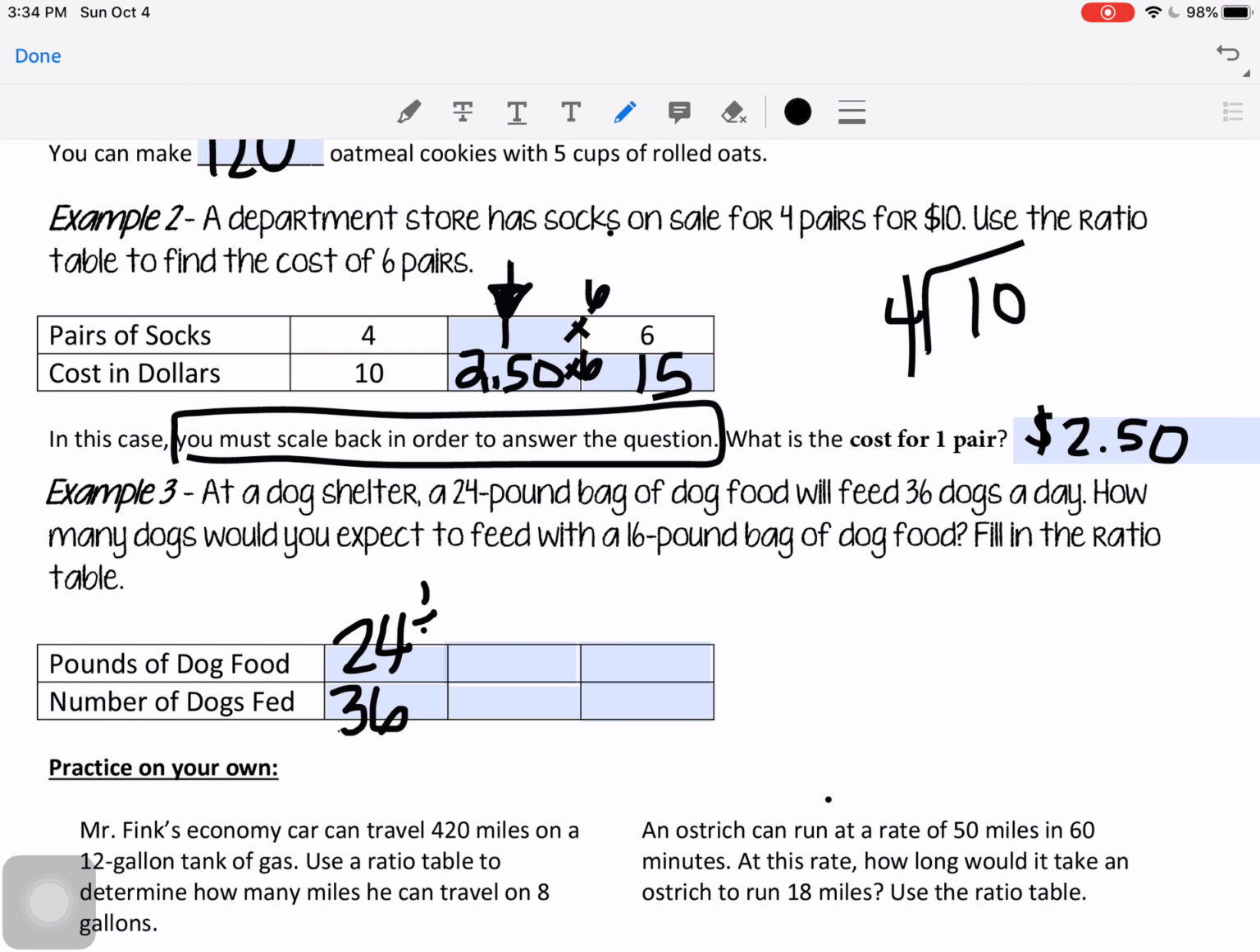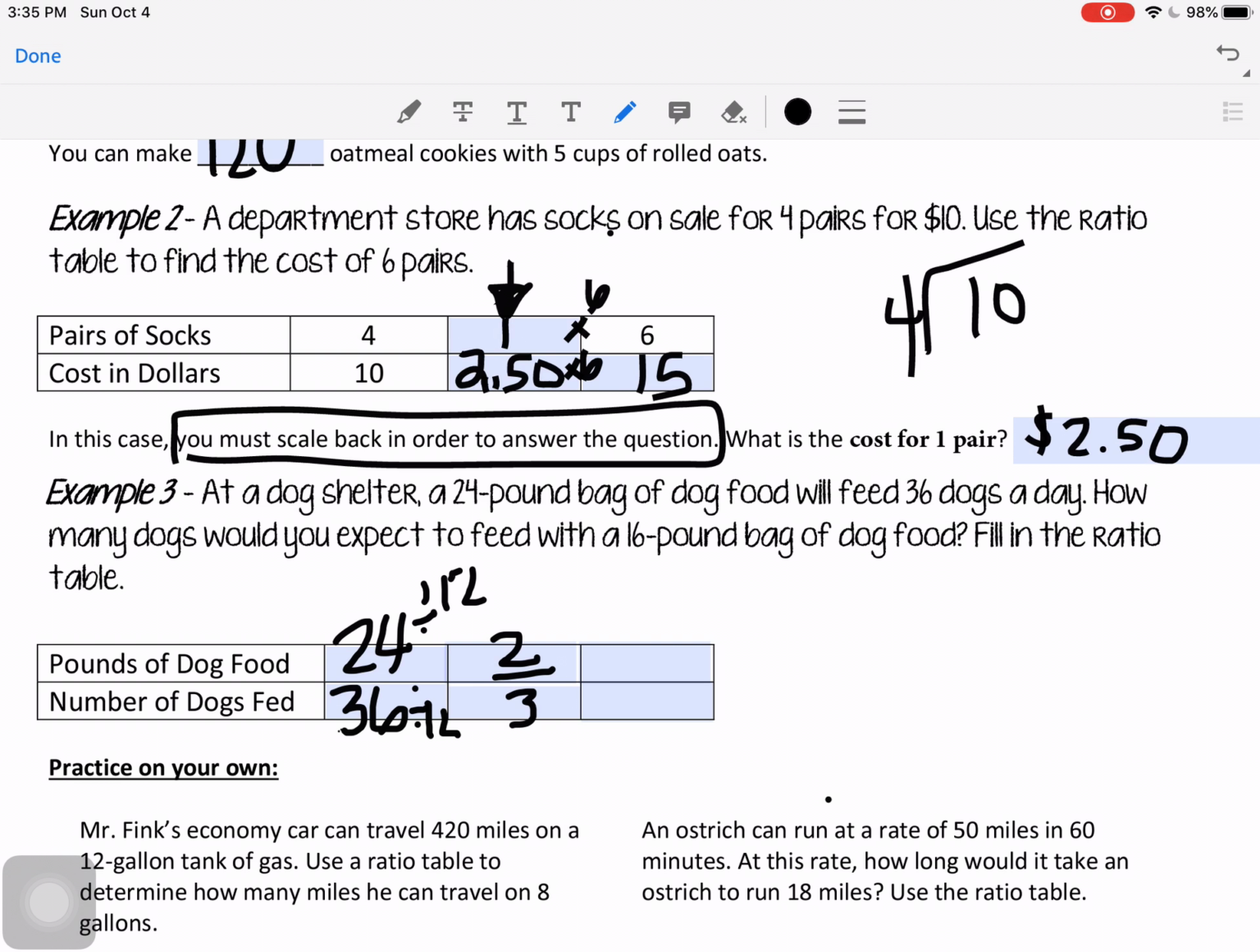So let's divide by 12 because 12 is the largest number that 24 and 36 have in common. All right, so we're dividing both numbers by the same number. So 24 gives us 2, and then this is 3. So we get a 2 to 3 ratio.